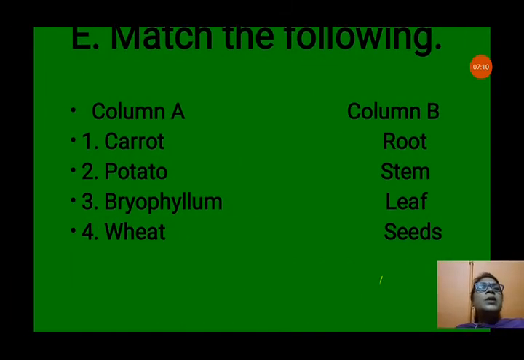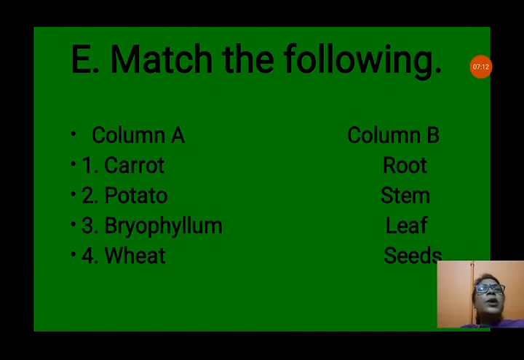Now the question number E is match the following. So we should match column A and column B with each other. So first number is carrot. We know that carrot is a root. It also can grow into a new plant. It is also in vegetative propagation we have seen.